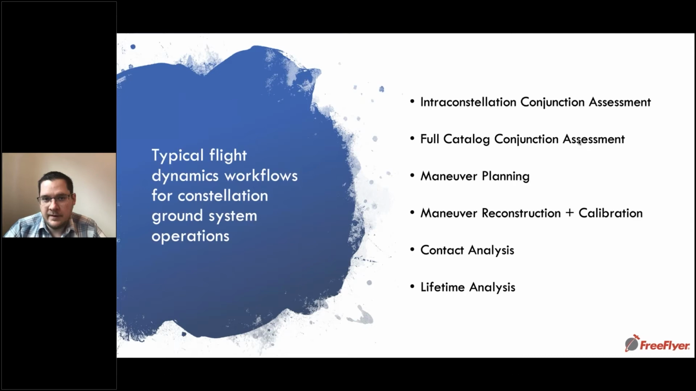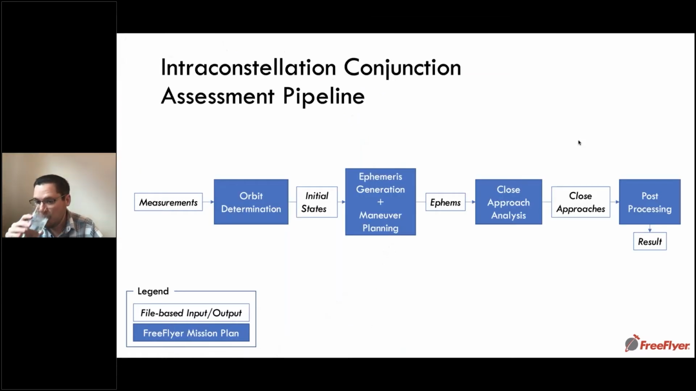As we move forward with this presentation, we're really going to be focusing on just the intra-constellation conjunction assessment. So we're going to be diving in and talking a little bit more about what's involved for that type of workflow. Great. So we're going to start diving in and talking about the intra-constellation conjunction assessment. And what we're going to do is think of it in terms of a pipeline. And a pipeline is a series of tasks that you must perform to conduct a certain type of workflow.